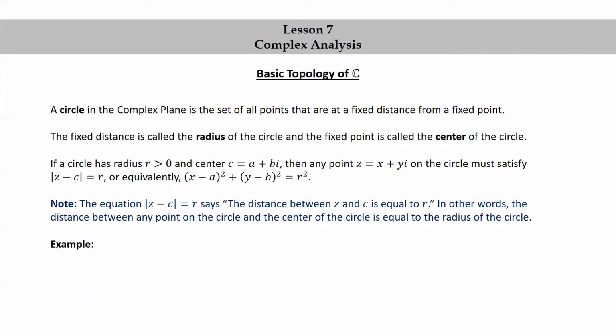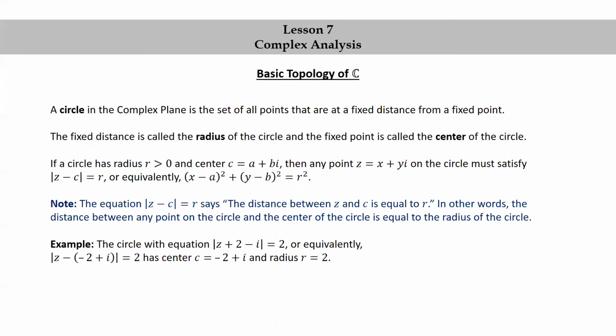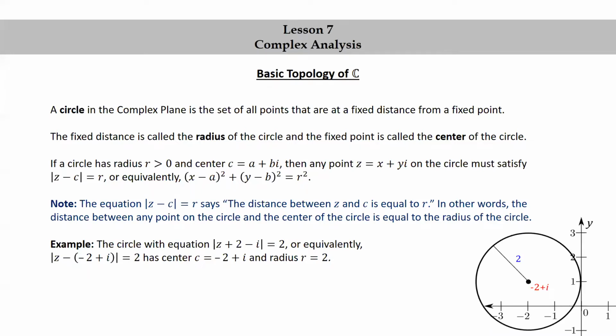Let's look at an example. The circle with equation |z plus 2 minus i| equals 2, or equivalently, the absolute value of z minus (negative 2 plus i) equals 2, has center c equals negative 2 plus i, and radius r equals 2. Here we see a picture of this circle in the complex plane.